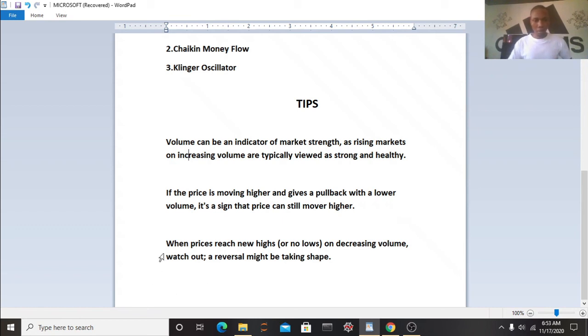So it means that this market is in a bullish trend. Now, for the last part: when price reaches new highs or new lows on decreasing volume, watch out, a reversal might be taking shape. This is very important. Let's say a price went up and the volume starts decreasing as the price comes down. It means that we might see a reversal in the market soon. It means that the buyers are exhausted, so the sellers might push the market down. Always watch out for the volume regarding this part too.